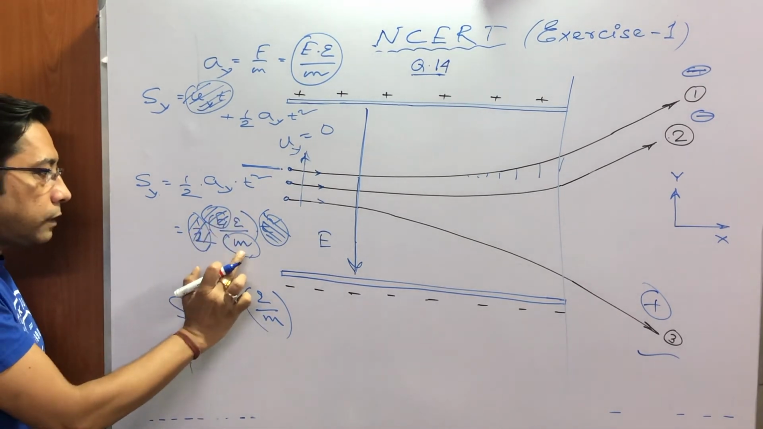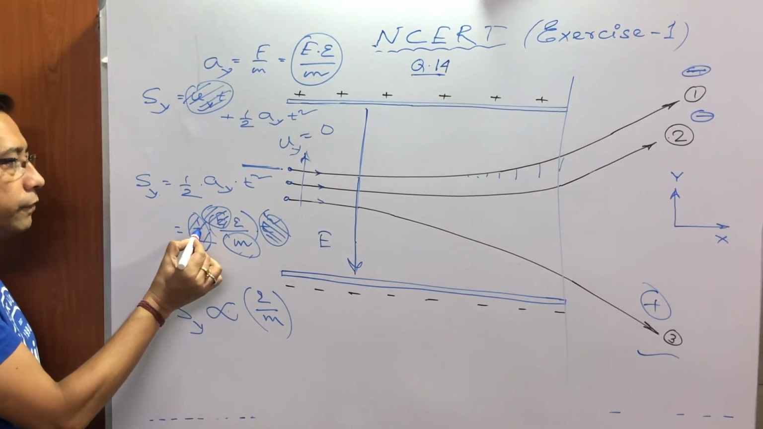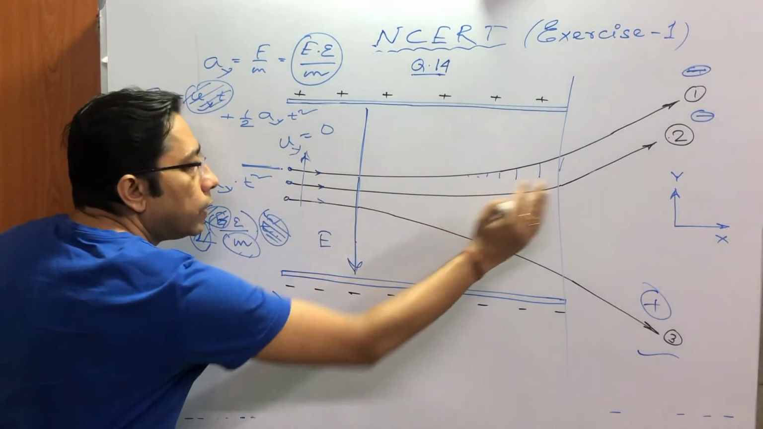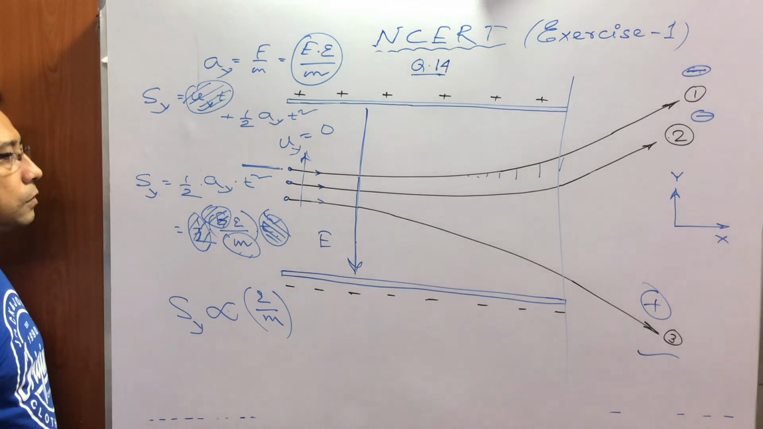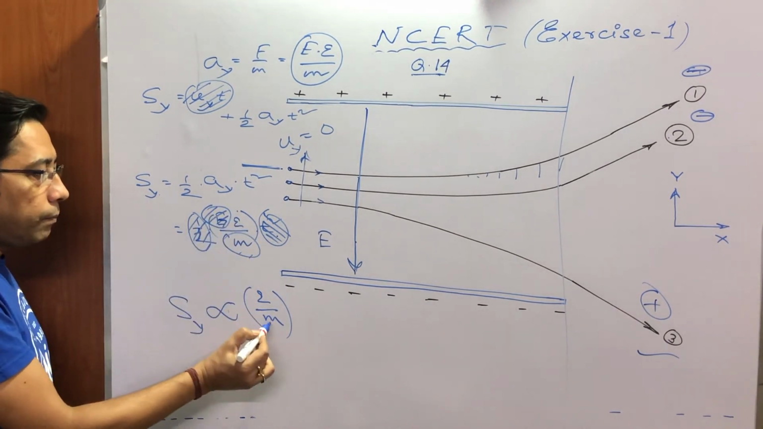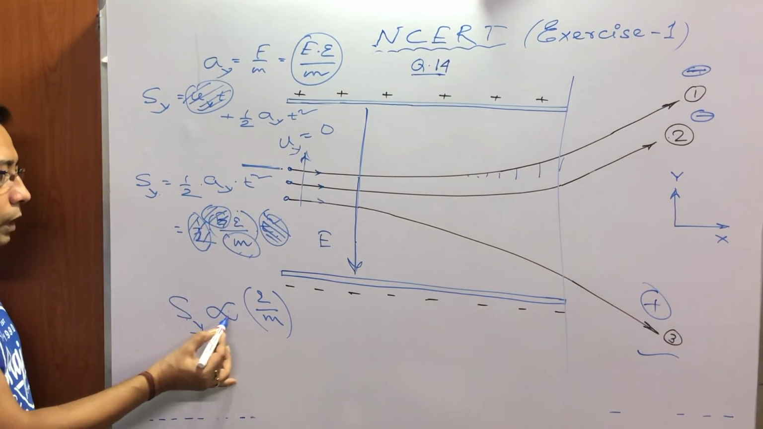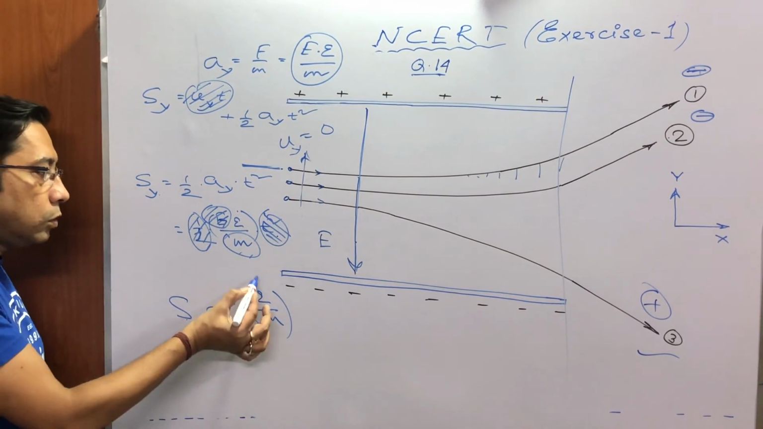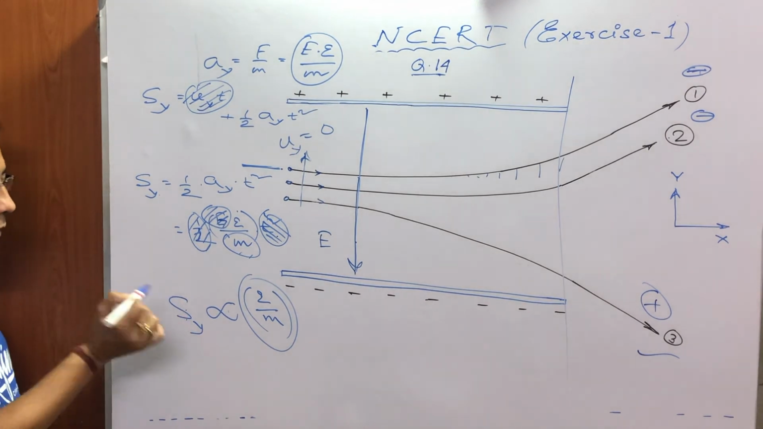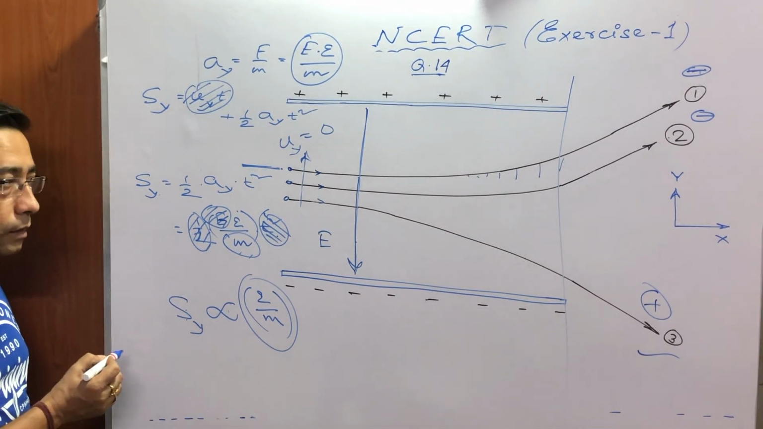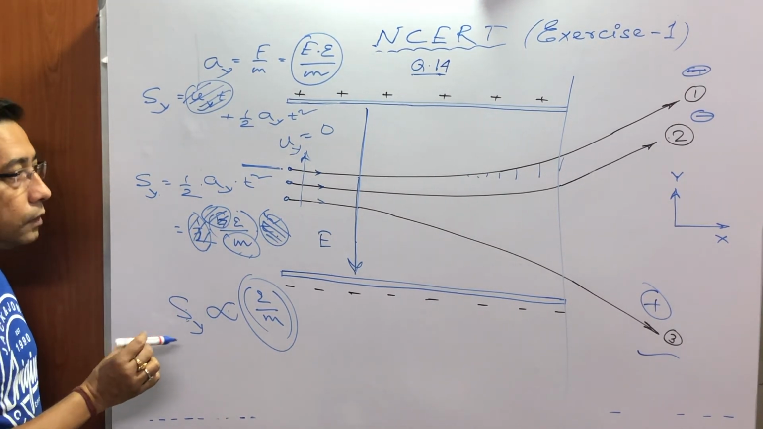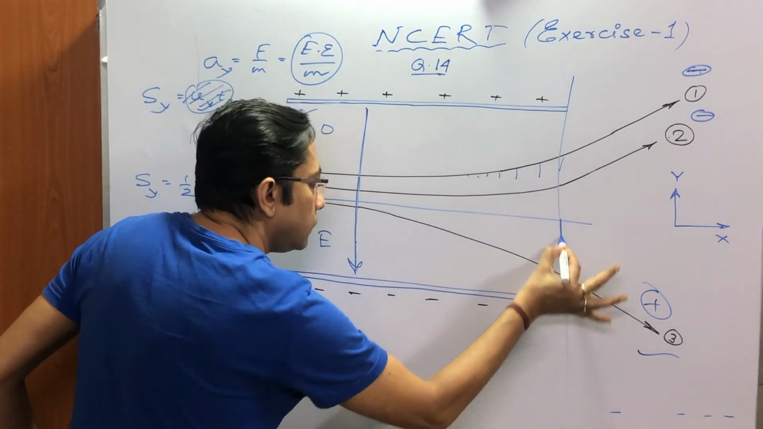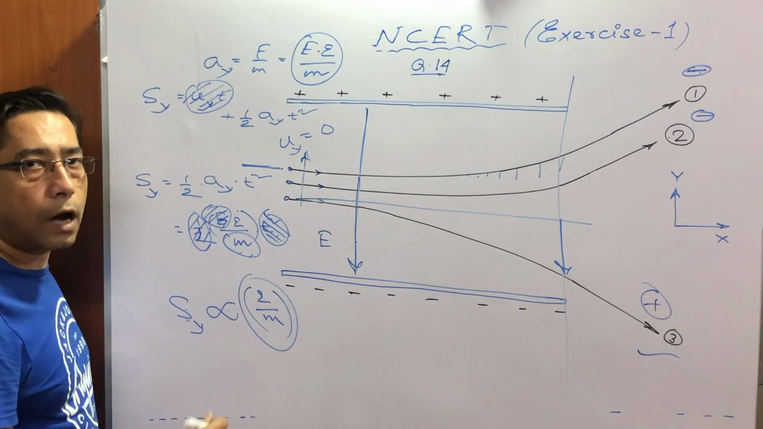So Q and M are variable here. Half is constant, electric field being uniform constant, time of movement of all the charges is constant. So SY is directly proportional to Q by M, charge to mass ratio. That means more the value of Q by M, more will be displacement along y-axis, SY. So displacement along y-axis has been maximum for this charge while coming out of the plate.